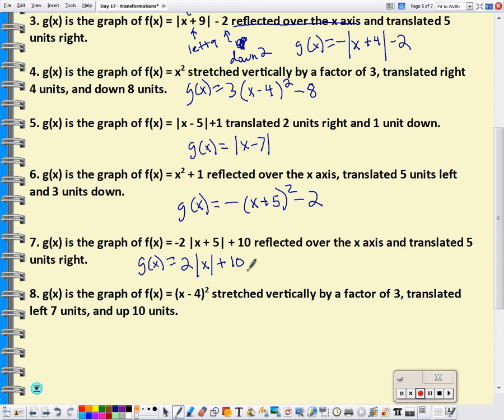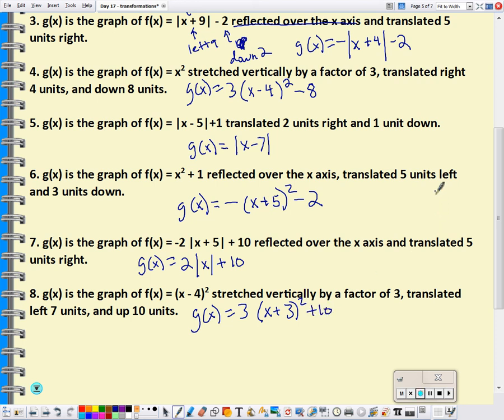And for the last one, we have a vertical stretch by a factor of 3, so that's our a value. It goes left 7. So if it's right 4 and it goes left 7, pull out a number line, do a little counting if you need to. Now we are left 3. And up 10.